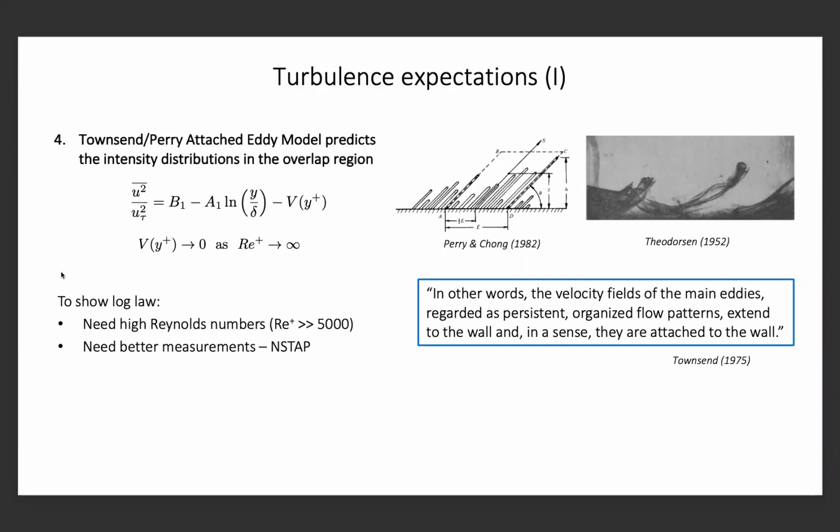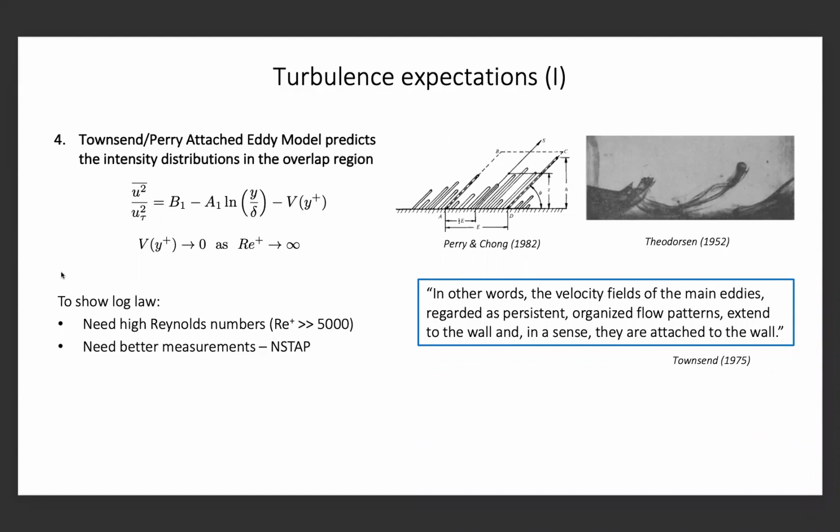Now, to show this log law experimentally, we know we need high Reynolds numbers, because experiments up to Re+ of 5,000 failed to show the presence of this log law or any extended region of it, so that you could actually find out what the slope was, for example, what A1 was. So we have the high Reynolds number facilities now, but we need better measurements.